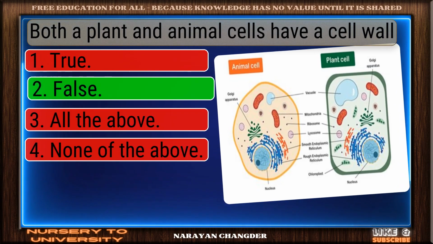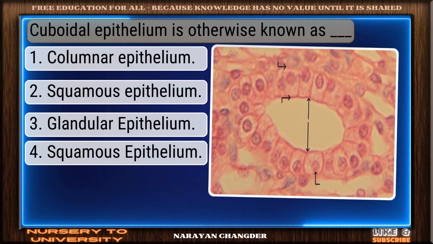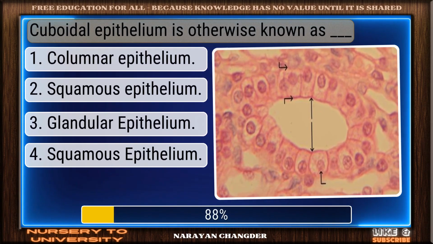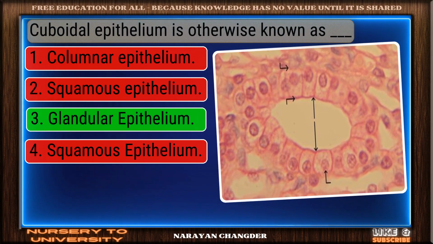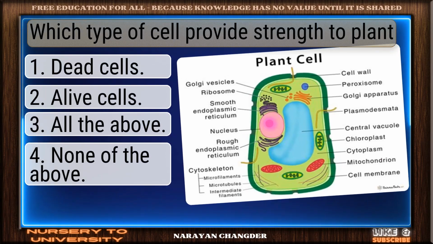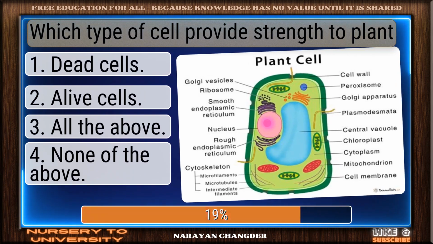Right again. False is a valid answer. Question number 78. Cuboidal epithelium is otherwise known as dash. Right choice. Glandular epithelium is the best answer. Question number 79. Which type of cell provides strength to plant?